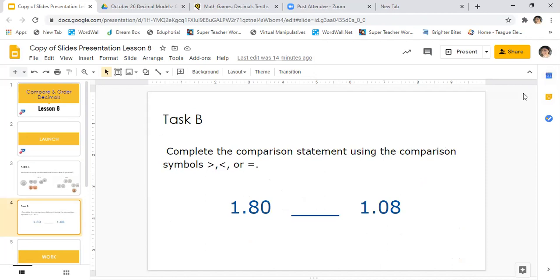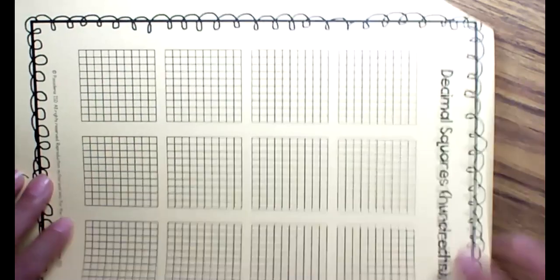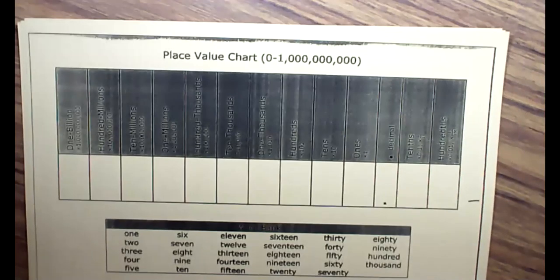So what I'm going to do is use the decimal squares that my teacher gave my parents whenever they came to pick up the papers a few weeks ago. So that's what we're going to use. These are the decimal squares that I'm going to use. And just to let you know, you can find this in a stapled packet that starts with place value.